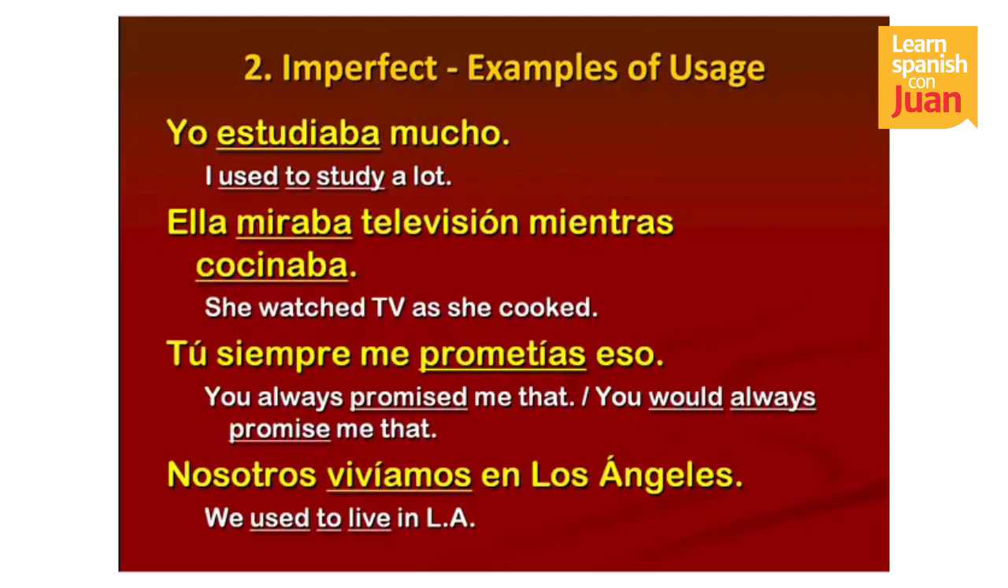Nosotros vivíamos en Los Ángeles. We used to live in LA.